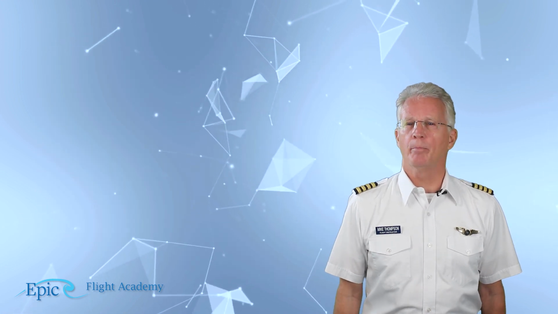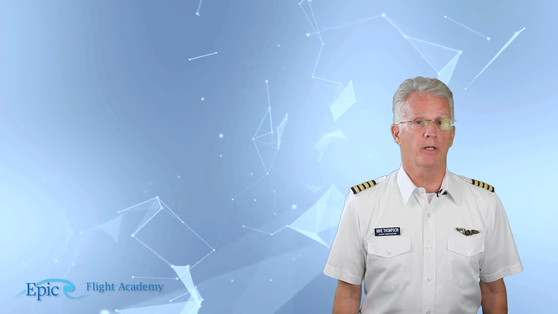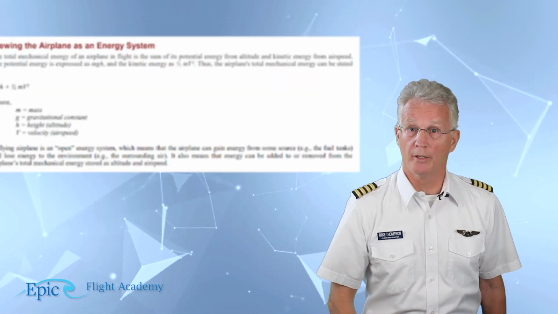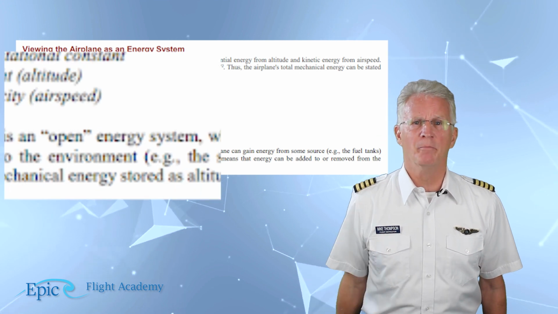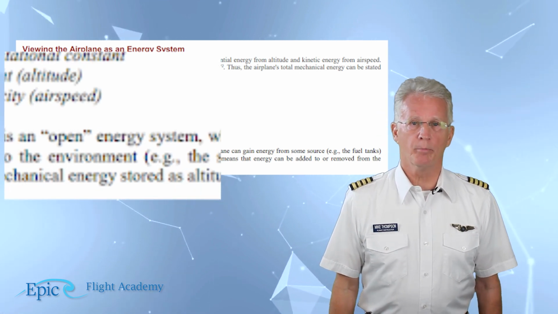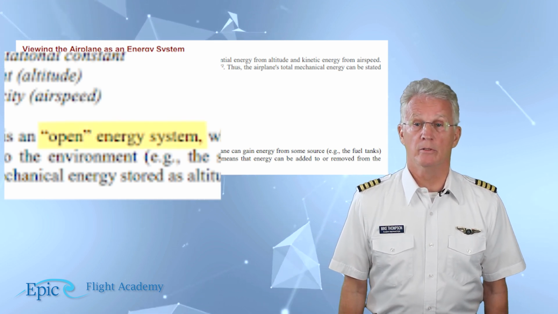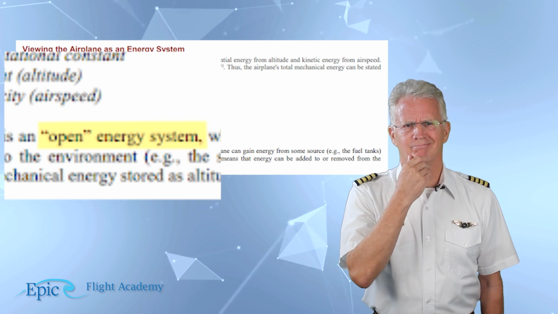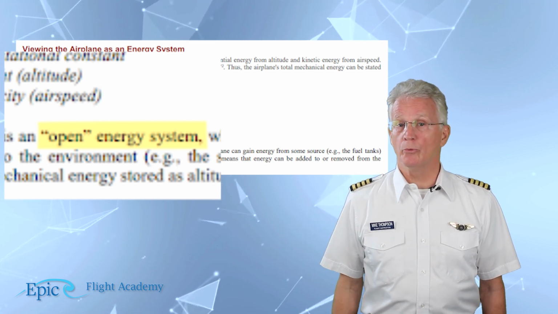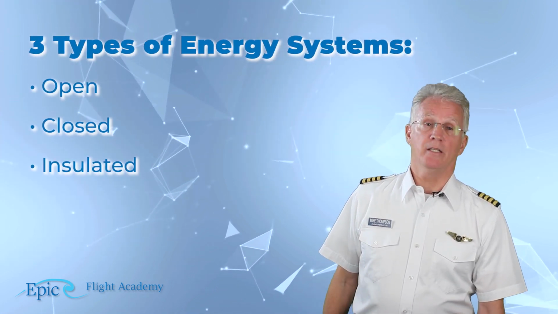Now, just a couple of clarifications to get started. In the Airplane Flying Handbook, Chapter 4, on page 4-1, about halfway down, we see that the FAA tells us that a flying airplane is an open energy system. What is that? Well, there are 3 energy systems: open, closed, and insulated.